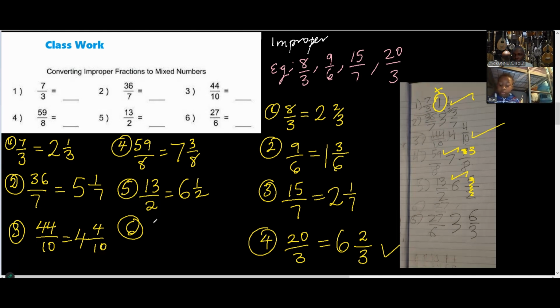Then the last one, 27 over 6. So if I want to give my friends 6 oranges from 27, how many of them can I give to? I can give 4 of them, okay? And that's 24 pieces of oranges. 6 times 4 is 24. So if I remove 24 from 27, I have 3 left, okay?